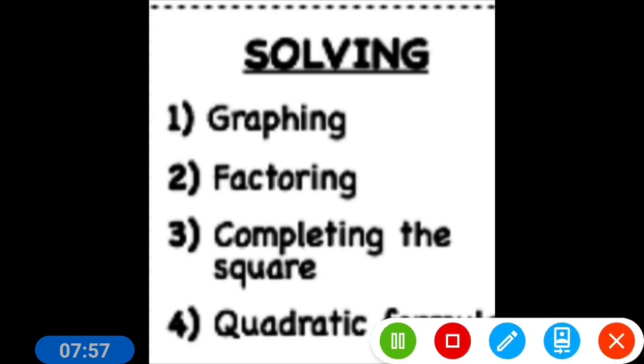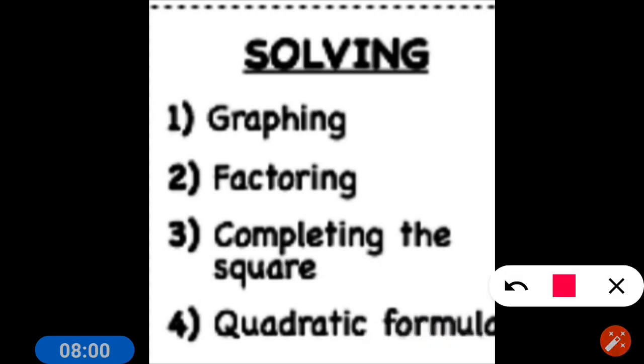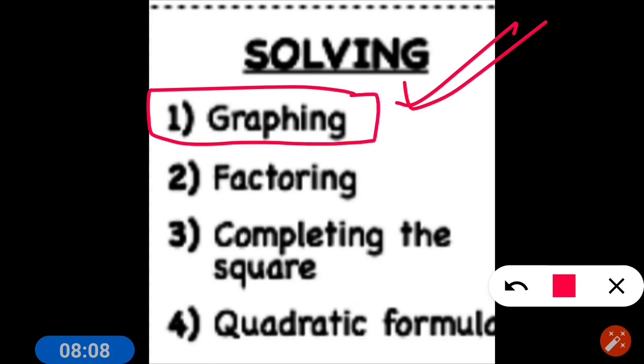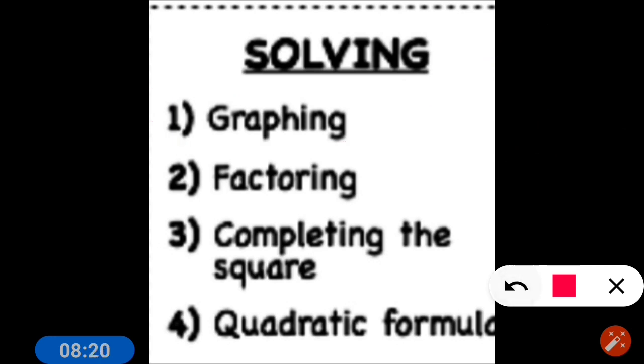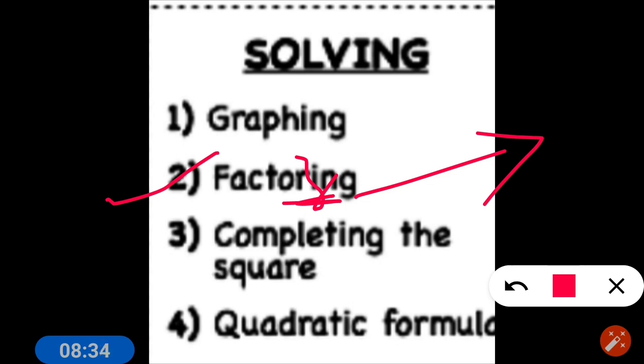Now we will see in how many ways we can solve the quadratic equation. We have 4 methods for solving the quadratic equation. Number 1 is graphing, which means you can plot the graph of the quadratic equation and find the values of the variable there. Number 2 is factorizing. Here the spelling is wrong, it should have a Z also. Factorizing is the second method, which you all are aware of, and you may call it the middle term splitting method.